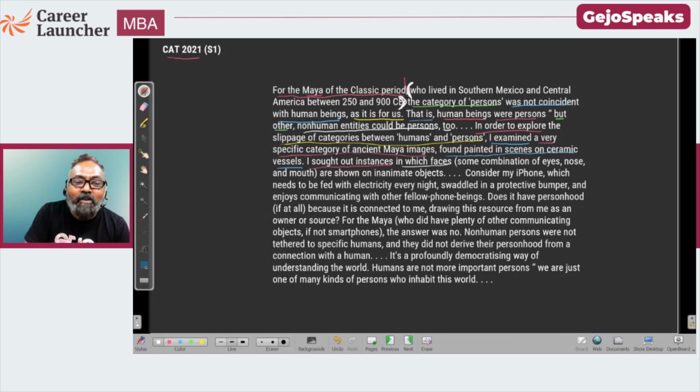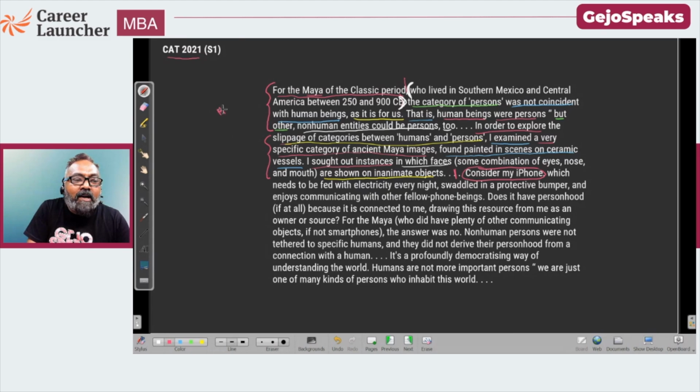Some combination are shown on inanimate objects. I examine a very specific category of ancient Maya images. I sought out instances in which faces are shown on inanimate objects. The author is now giving an example. So from here to here, we have one story. I think there are three ideas here. Collectively, this is talking about one idea, and then the next idea. What is that one idea?